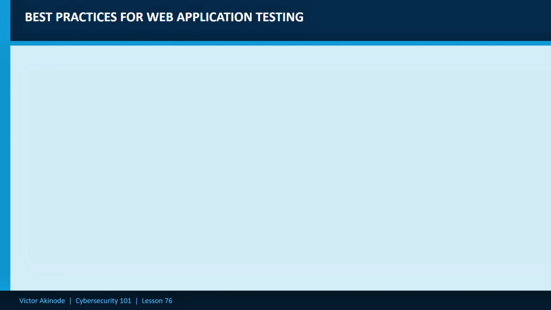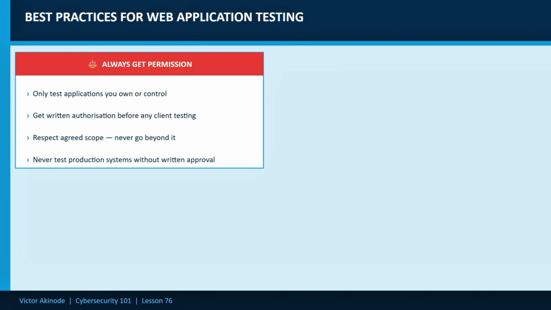Now, here are critical best practices for web application testing. The first one is always get permission. That is, only test applications you own or have written authorization to test. Get written authorization for client testing, not just verbal permission. Respect scope limitations defined in the contract, and never test production systems without explicit approval. Testing can crash systems, so you need to be aware of that.